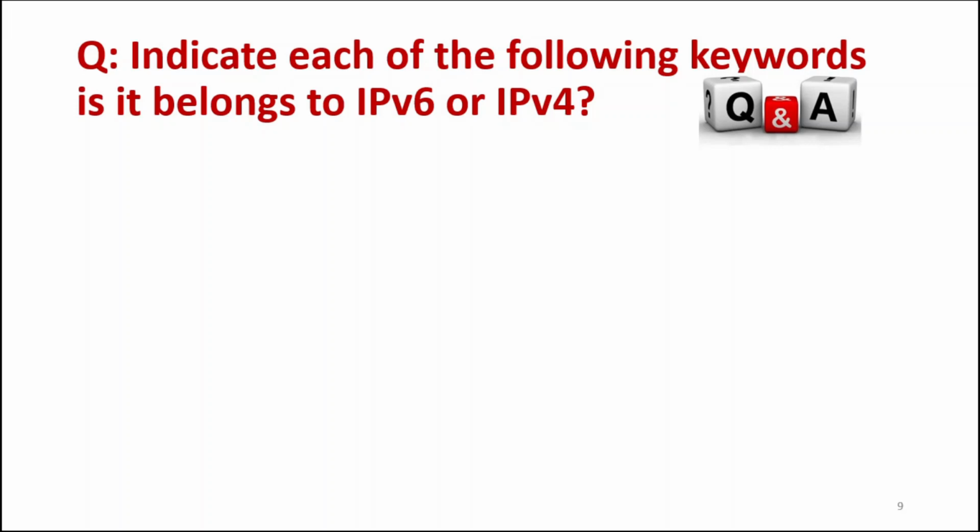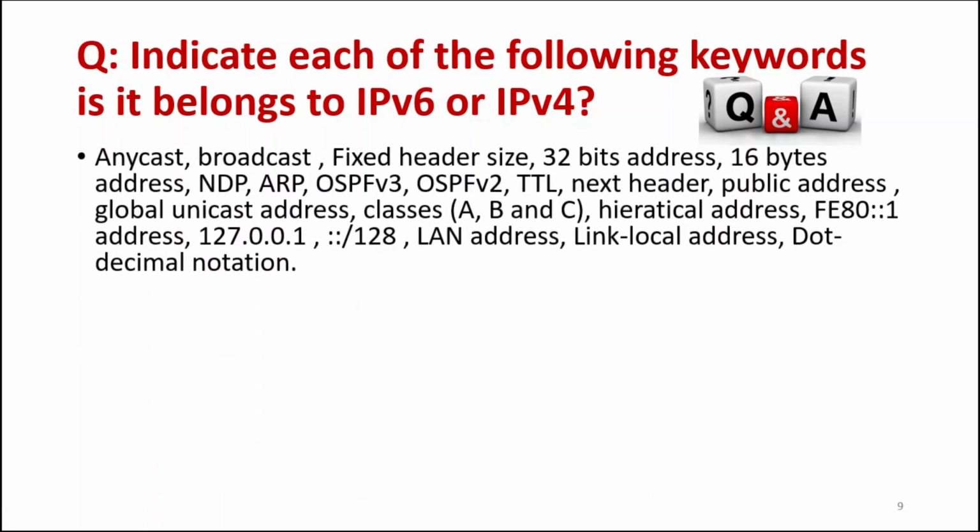Indicate for each of the following keywords whether it belongs to IP version 4 or IPv6. Here we have keywords or terminologies or technologies or options or routing or whatever keyword related either to IP version 4 or IP version 6. Then we assign each one to either IP version 4 or IP version 6.